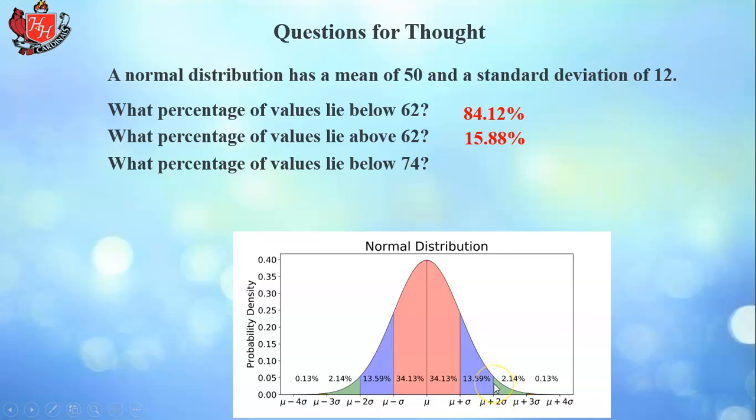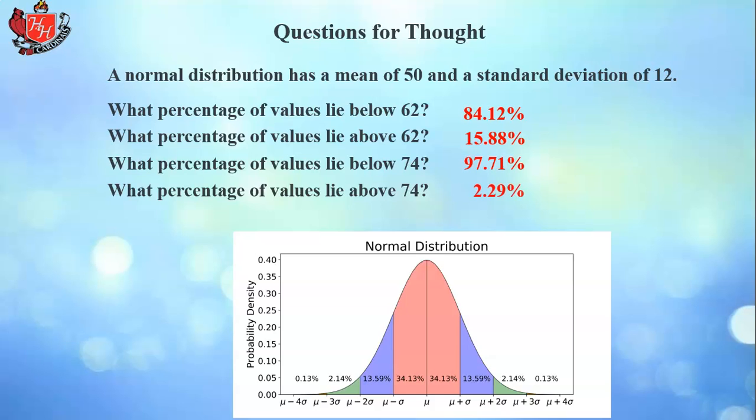So the percentage of values that lie below that, that's to the left of that, is 13.59 plus 34.13 plus 34.13 plus 13.59 plus 2.14 plus 0.13, and you add all that up and you get 97.71% of the values lie below 74, which is two standard deviations above the mean. What percentage of values lie above 74? So you can simply say 100% minus 97.71% will give you 2.29.